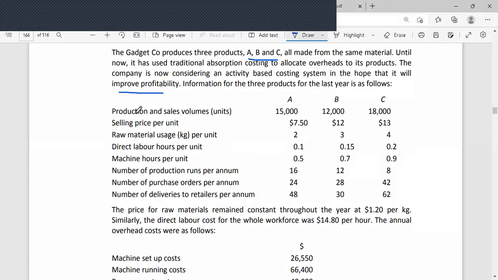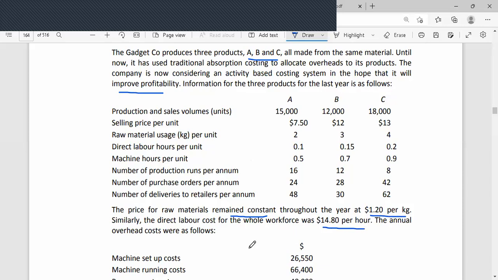So we have the details as production and sales, selling price per unit, raw material usage per unit, direct labor hours per unit, machine hours per unit, number of production runs per annum, number of purchase orders per annum, number of deliveries to retailers per annum. The price of raw materials remained constant throughout the year at 1.20 per kg. Similarly, the direct labor cost for the whole workforce was 14.80 per hour.